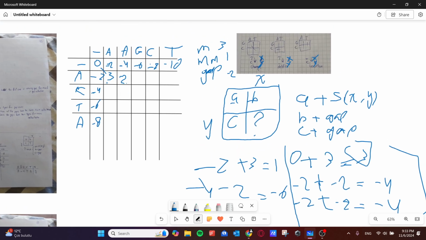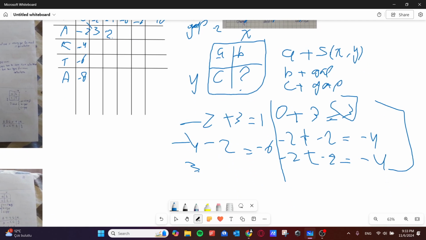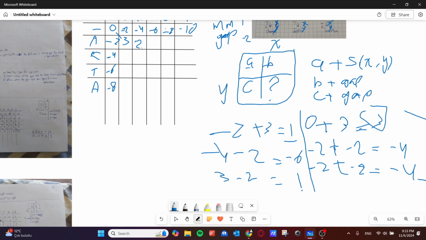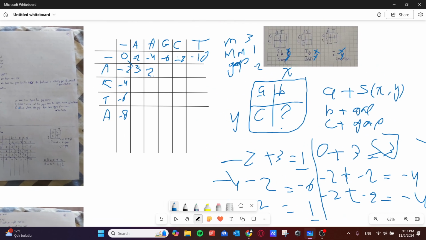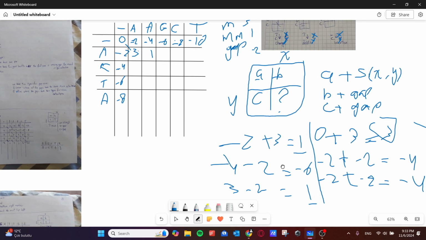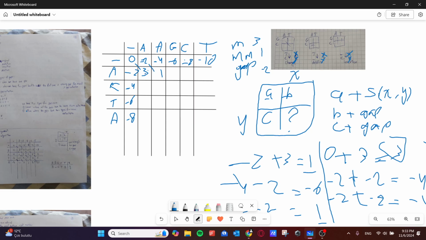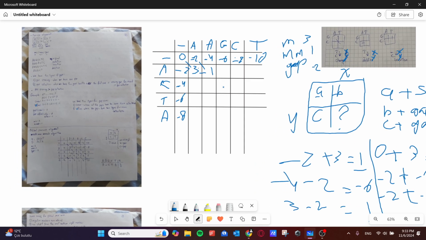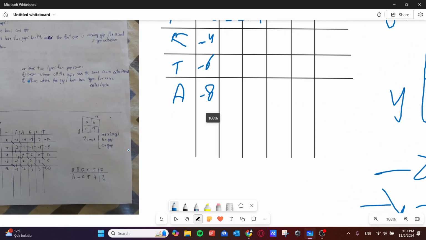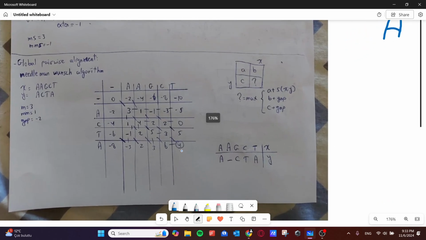The C here is 3, right? So 3 minus the gap score equals 1. So this is equal to this, which is the max. First of all, we put the highest number, or the max number, which is 1 in our case. And where did it come from? From the A diagonal and from the C. And we continue. We continue solving, or filling the table, you can say. And when we finish, we'll get something like this.